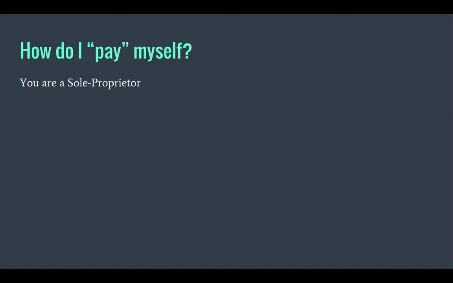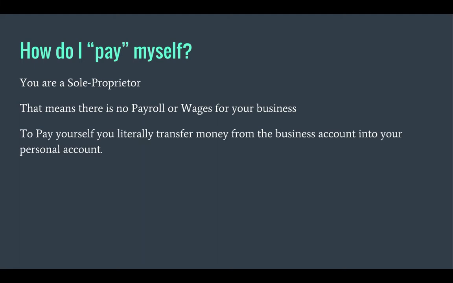Obviously, you are a sole proprietor. We've established that fact, and that's the assumption that I am creating this course under. So when you are a sole proprietor, that means there's no payroll. You cannot set up a payroll through something like Paychex, and there's no wages. So you're not going to be categorizing an expense as wages. So to pay yourself as a sole proprietor, you literally are going to transfer money from your business account into your personal account. It's as simple as that.